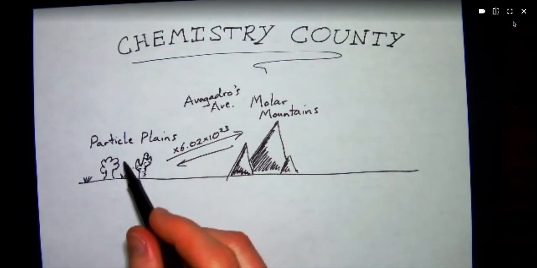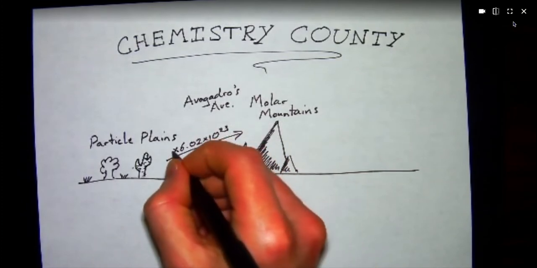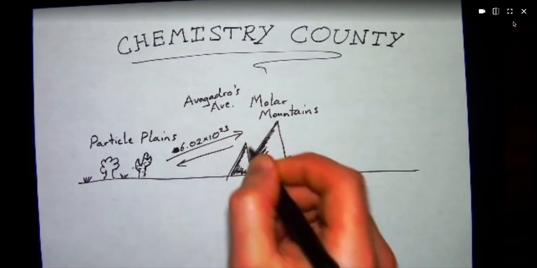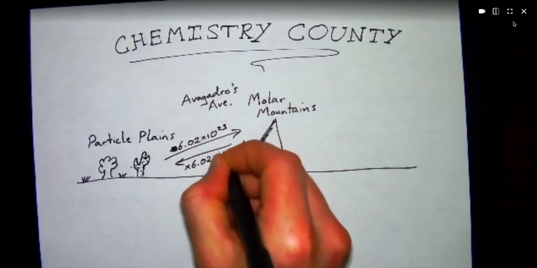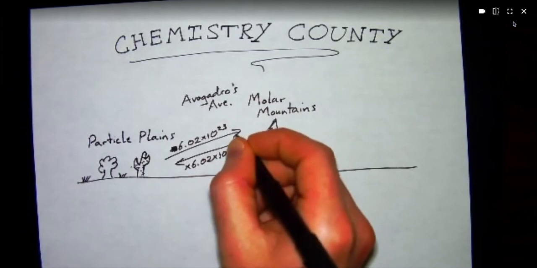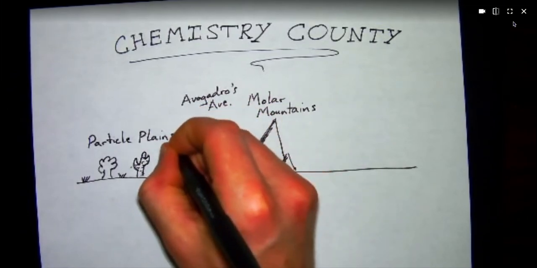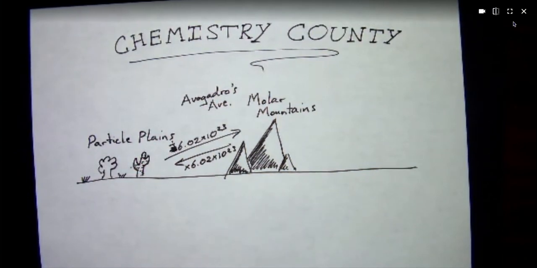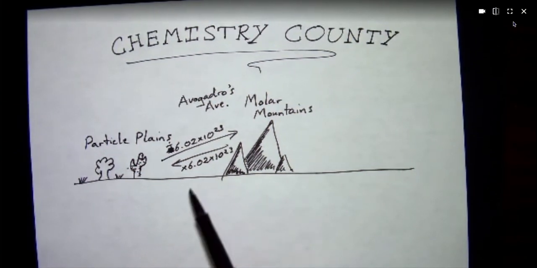If you want to get from the particle planes to the molar mountains, oh no, I messed that up. Going this direction, it's going to be times 6.02 times 10 to the 23rd. Going this direction, if you have a number of particles and you want to know how many moles, it's going to be divided by. I'm so sorry, I messed that up. So we went back and forth between these two locations over and over and over again.